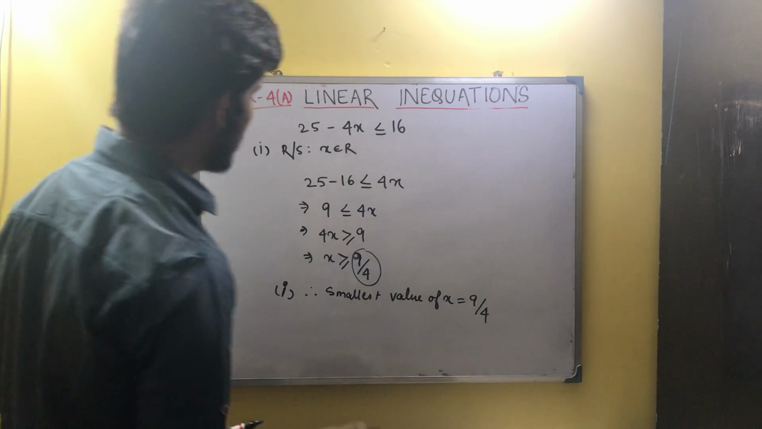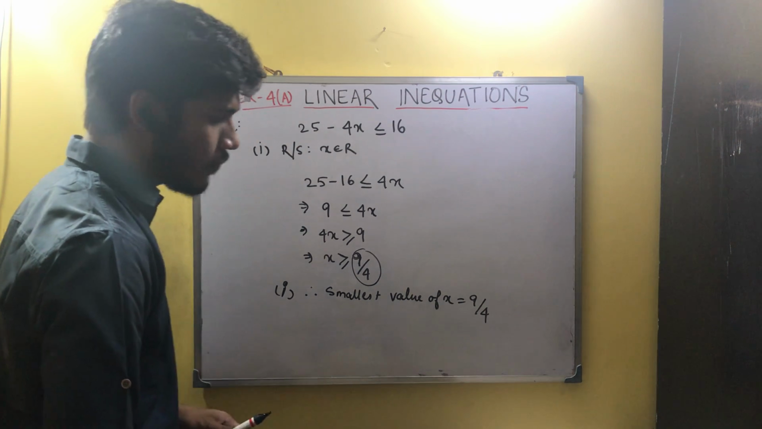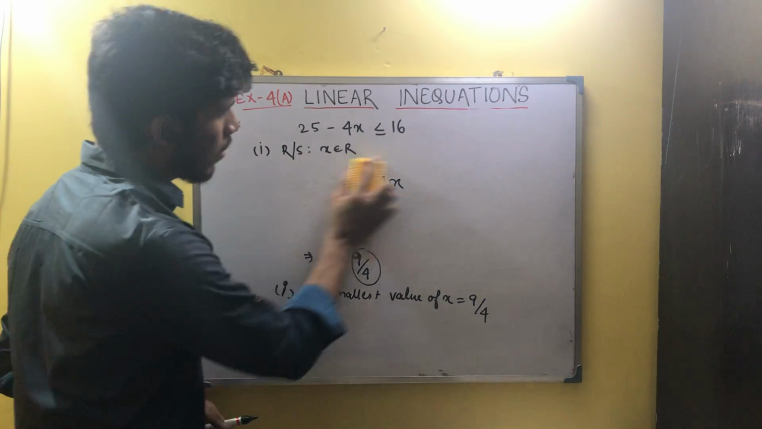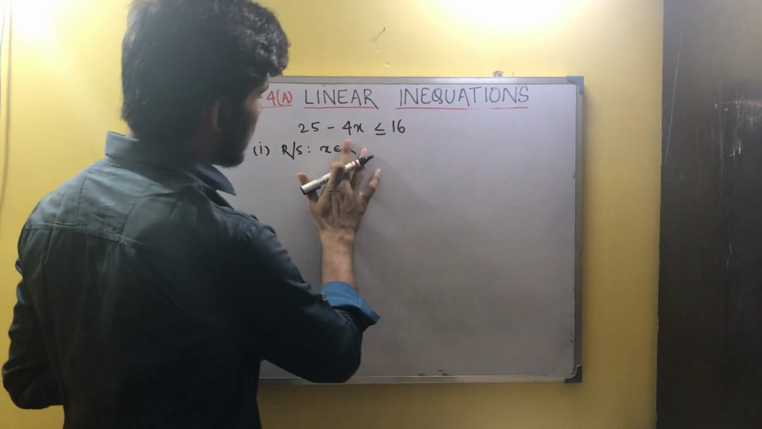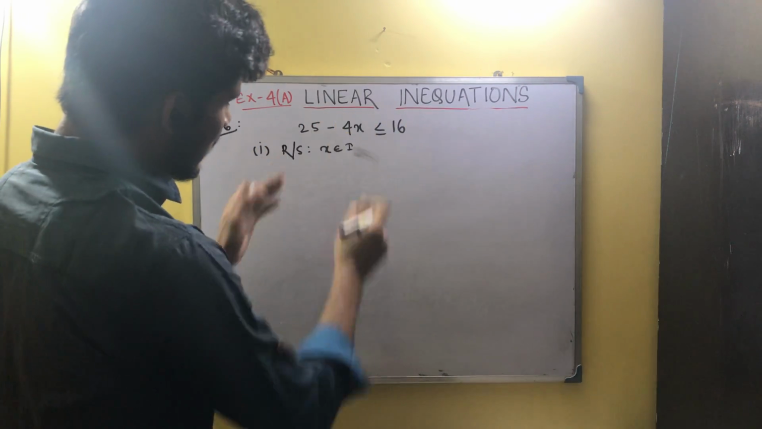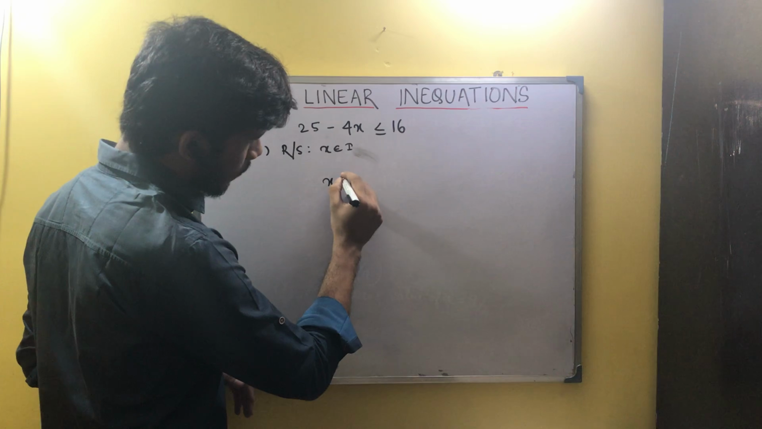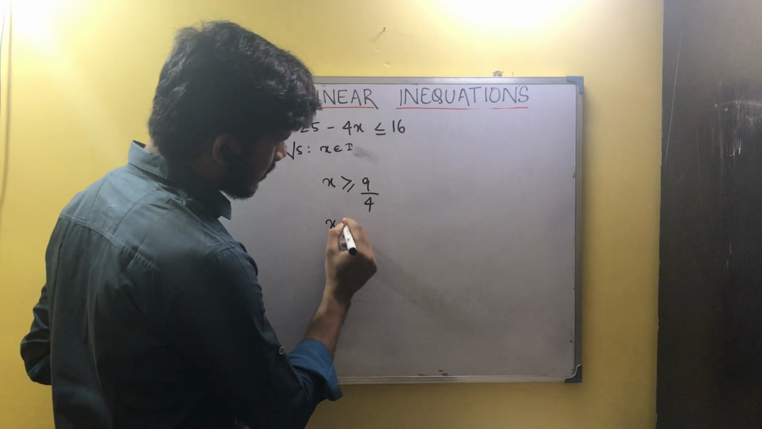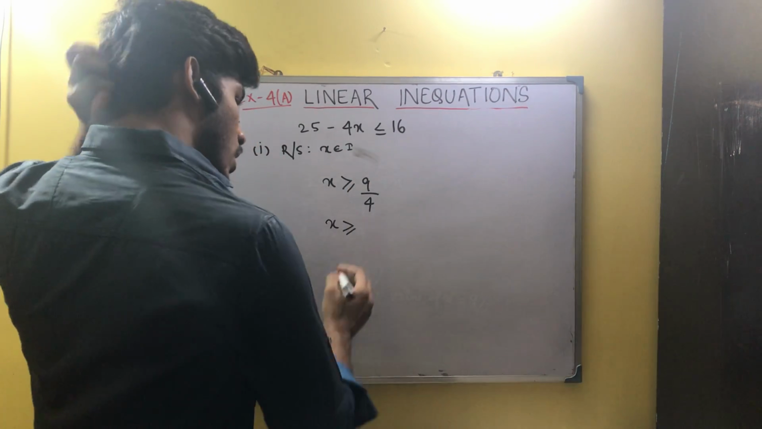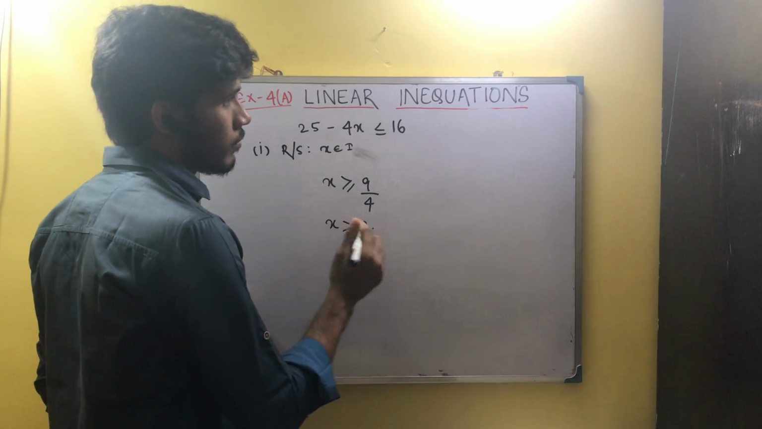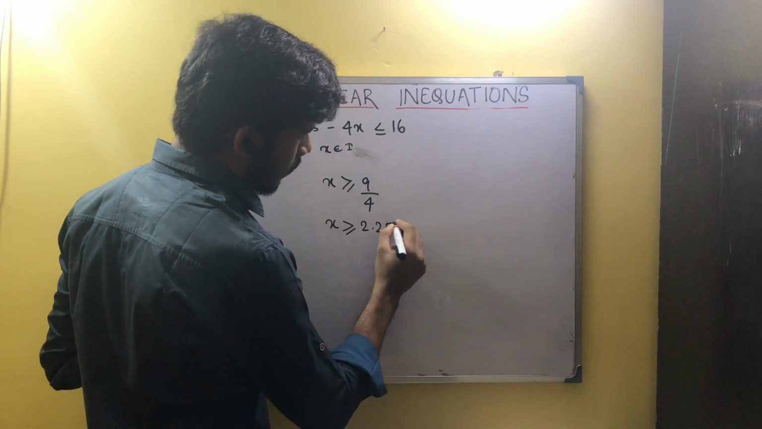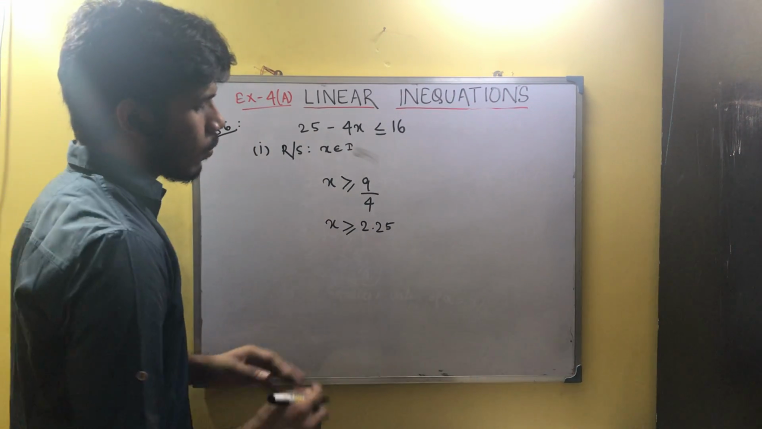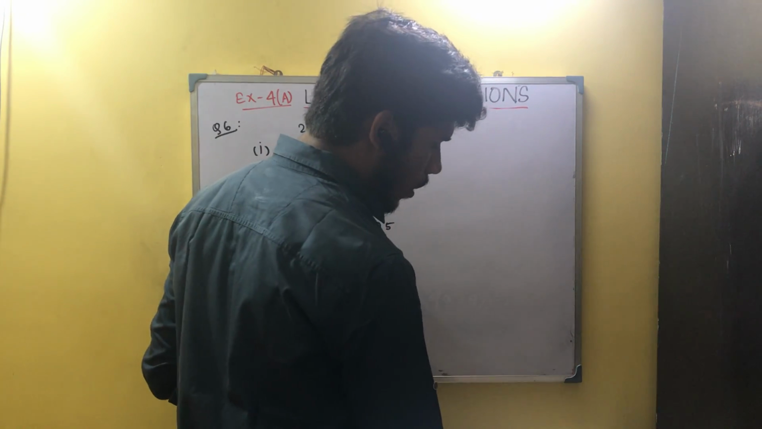Now for the second part, we need to find the smallest value of x again when x is an integer. If you solve this again, obviously you will get what you got before, that x is greater than or equal to 9 by 4, isn't it? Now what is this in decimal form? It will be 2.25, isn't it?